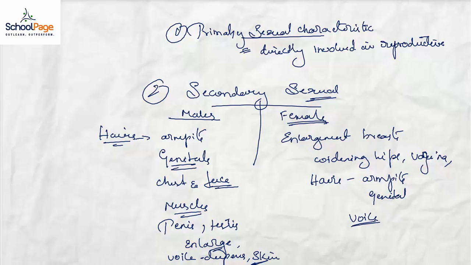So these are some of the secondary sexual characteristics we find in males and females. Note that these characteristics appear in the later stages of life, unlike the primary sexual characteristics. And this makes identification of males and females among a given population easy. So now let us have a quick recap of all that we have learned.